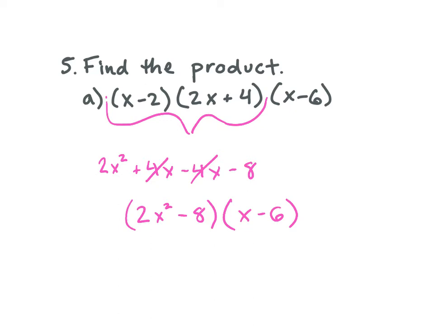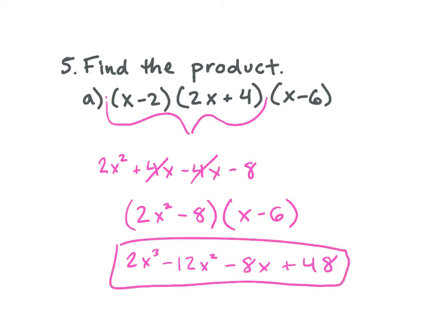Now we FOIL again. So we have 2x squared times x, 2x cubed. 2x squared times negative 6, negative 12x squared. Negative 8 times x. And negative 8 times negative 6, positive 48. Can we combine any terms here? Do we have any like terms? Nope, so this is our answer. Sometimes for this step you would have to combine your like terms, but here we just got lucky, didn't have to.